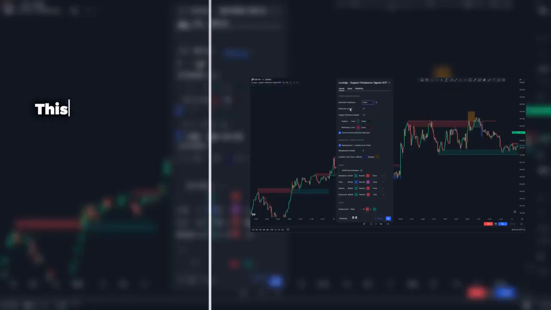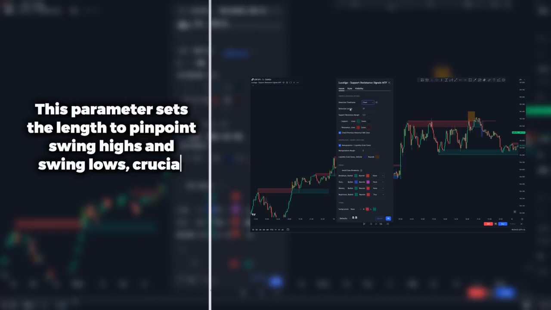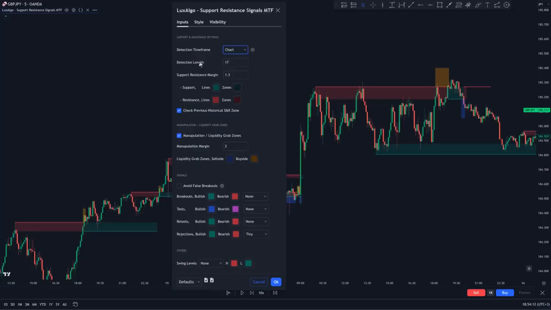Detection length. This parameter sets the length to pinpoint swing highs and swing lows, which are crucial pivot points in the market. For this video, we're going to reduce this to 15.